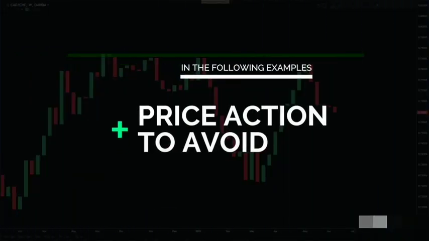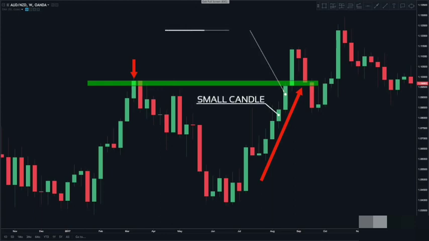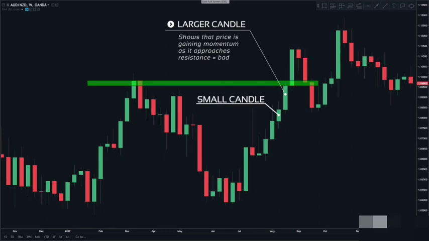Now, in the following examples, I'll show you price action you want to avoid. Here's the Aussie Kiwi. As we look to the left, this is a clear level of resistance. Now, look what happens when price approaches this area again. We have a small candle, but then the following candle is a large candle, which shows a gain of momentum. You do not want to see momentum gaining as it approaches these key levels, because if price doesn't slow down, there's a high chance it will break right through these levels. As you can see, there was no price action that signaled a reversal.